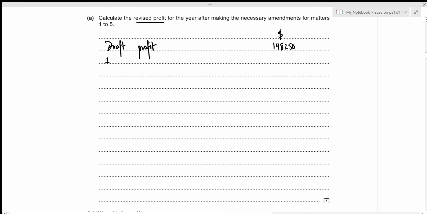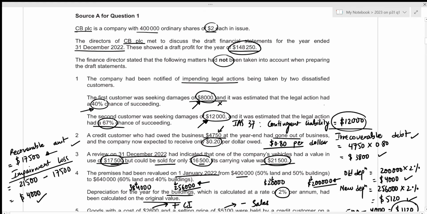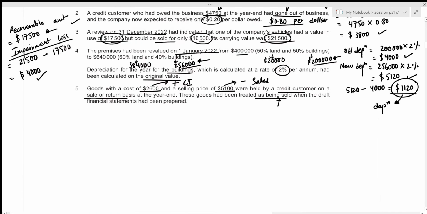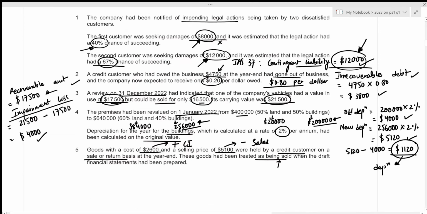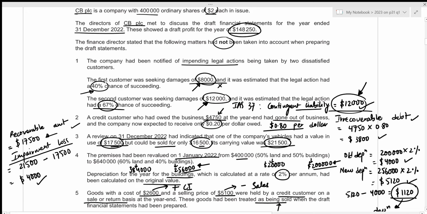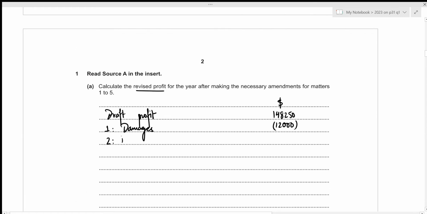Now we need to rectify the first matter, and the rectification is that we need to consider 12,000 as part of the contingent liability, which means that we need to consider this 12,000 to be our overhead as part of the damages. Let's write it down. So 1 is for damages, and the rectification is that we need to subtract 12,000. Let's repeat the same process for the second matter. For our second one, we had irrecoverable debt of 3,800. We just need to subtract this. So the second one is for irrecoverable debt of 3,800, which means that we need to subtract it.